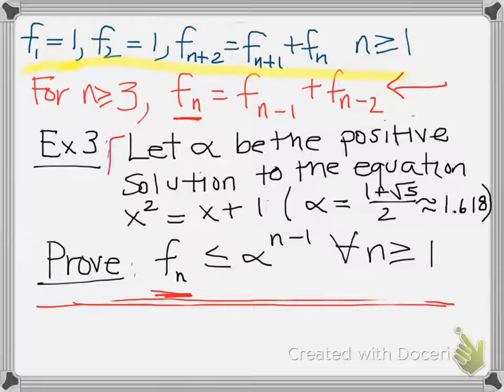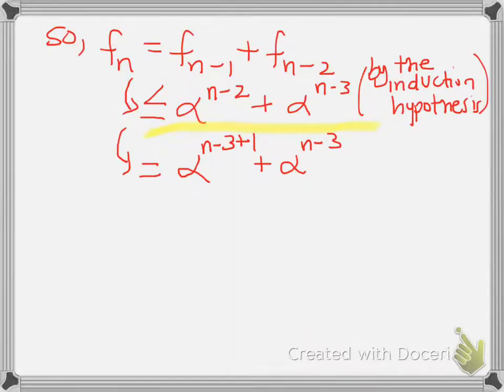We were given this fact right here, which we haven't talked about. We said let alpha be the positive solution to the equation x squared equals x plus 1. In other words, since alpha is a solution, then alpha squared equals alpha plus 1. That's what it means to be a solution to that equation. Okay, so now let's go back.